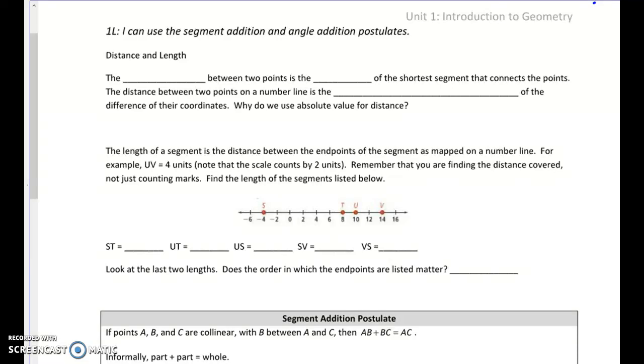I can use the segment addition and angle addition postulates. The first thing we're going to talk about is this concept of distance and length.